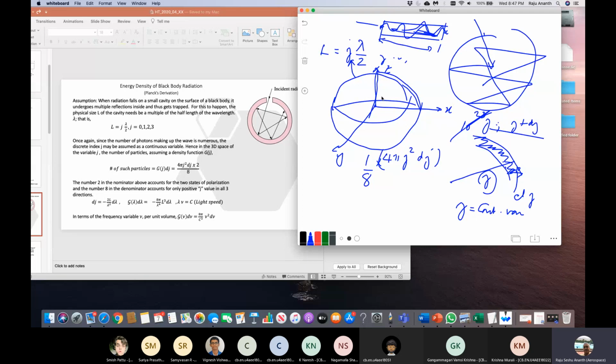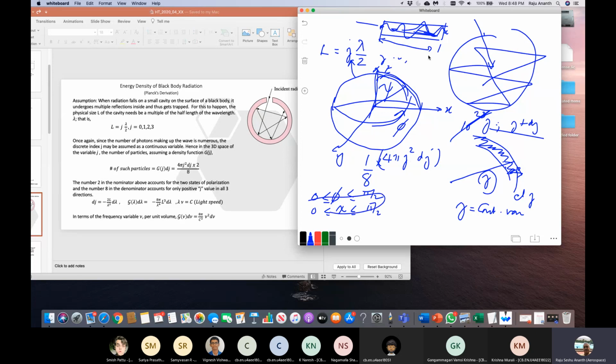J has to be positive, so let's assume this variable is phi and this azimuthal variable is psi. So phi is varying from 0 to pi over 2, and psi is also varying from 0 to pi over 2. So it's 1/8 of the whole spherical volume.